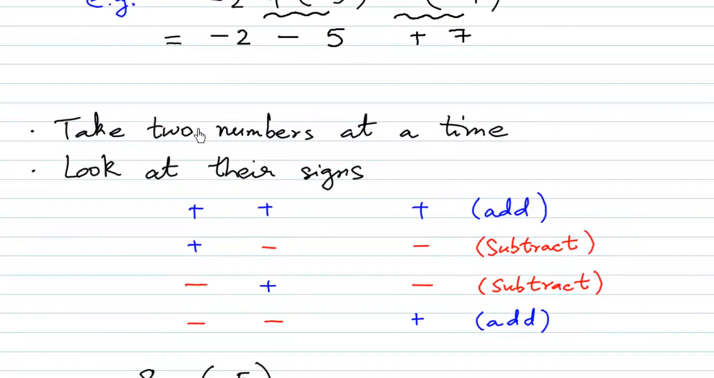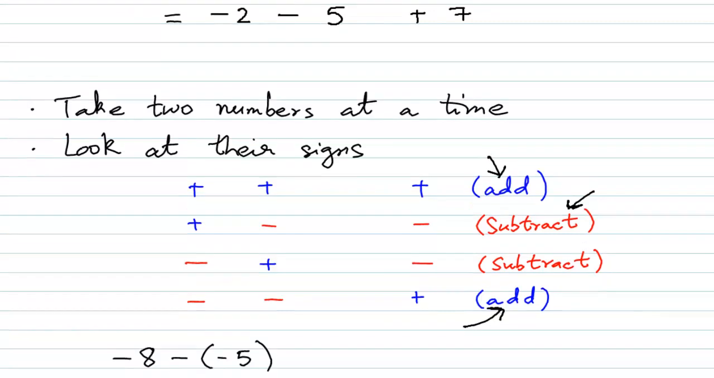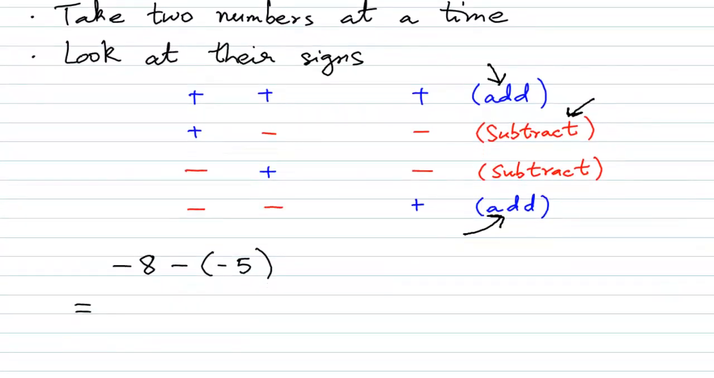Then rule number 2, always take two numbers at a time if there are more than two numbers, and then look at their signs. And again remember the rule, plus and plus is plus, plus and minus is minus, minus and plus is minus, minus and minus is plus. So when you end up at plus, you should actually add the numbers, okay? And when you end up at minus, you should actually subtract the numbers. And while subtracting the numbers, always take the bigger number first and then take the smaller number. So subtract the smaller from the bigger.